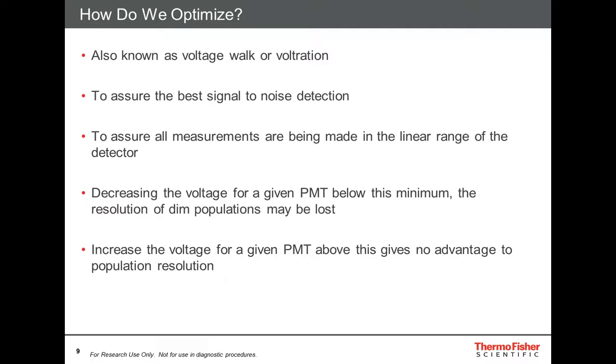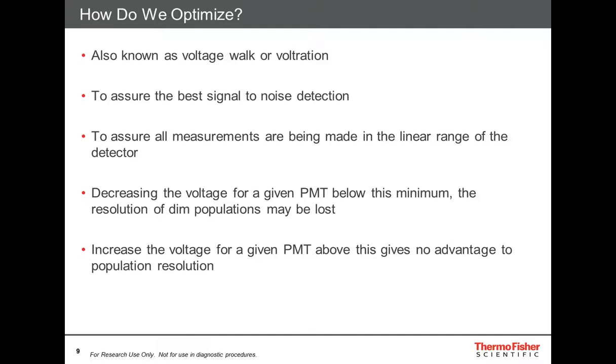So before, when we only had 4 decades, and now we have instruments with 5 decades, 6 decades, and 7 decades of range. So we need to know how many decades of real data we get from the electronics. So decreasing the voltage below the minimum voltage that we find in a voltration, the resolution of dim populations may be lost. Increasing the voltage for a given PMT above this voltage gives no advantage in population resolution.